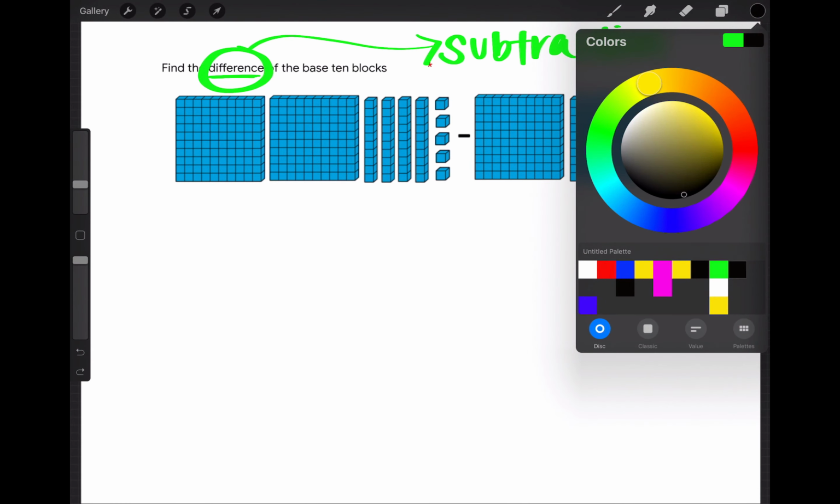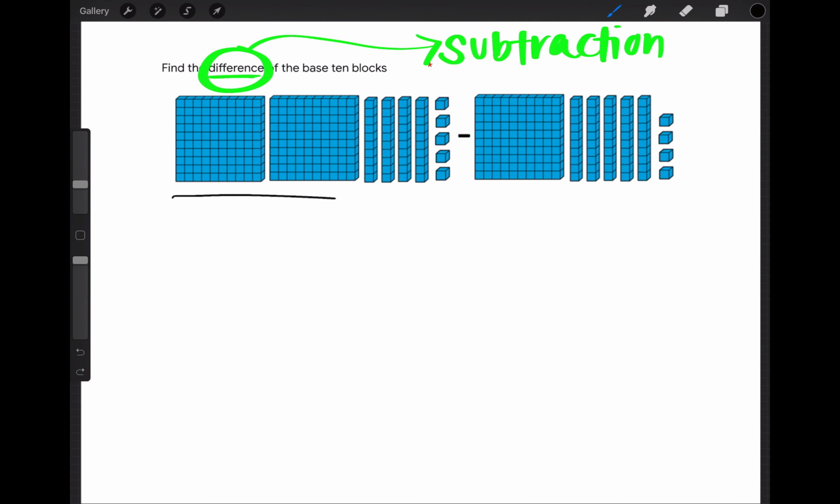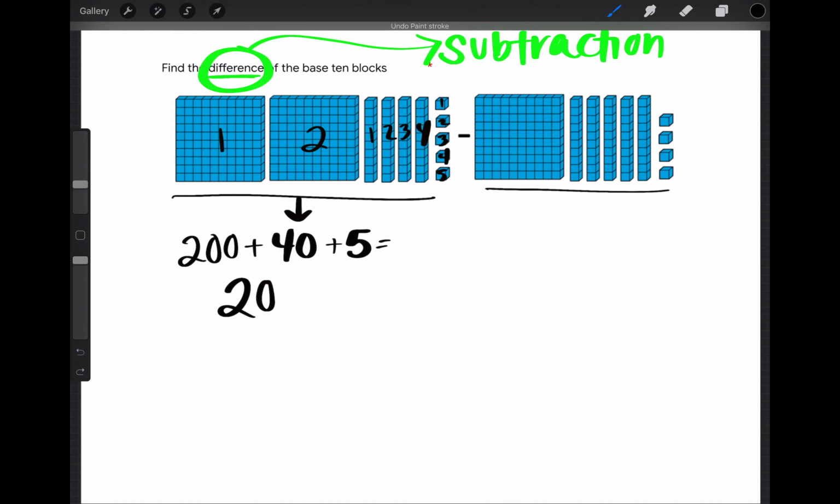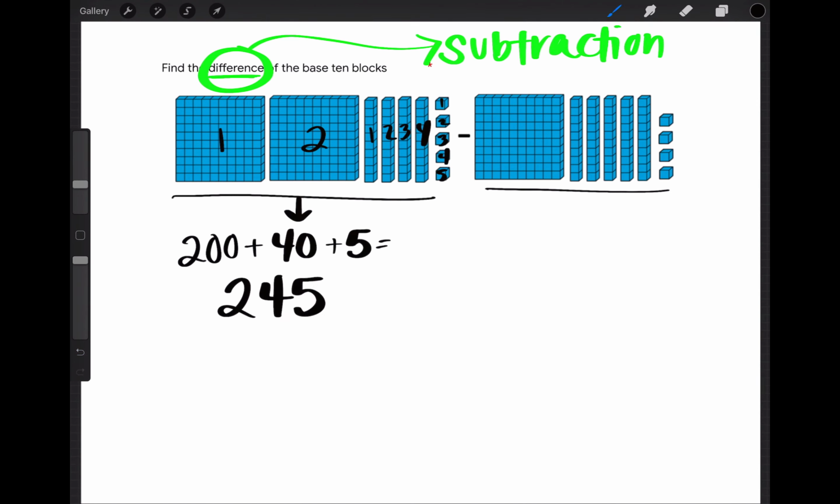So first thing you're going to do is we need to find out what our numbers are. It's awesome that these base 10 blocks are there to help us, but we need to figure out what the number really is. So again, how many hundreds do we have? 2. So 2 hundreds equals 200. Plus, we have 1, 2, 3, 4 tens, which is 40. And we have 1, 2, 3, 4, 5 ones. Now, if we put that all together, we'll get 200. Oh, whoops, messed up. We're going to get 245.